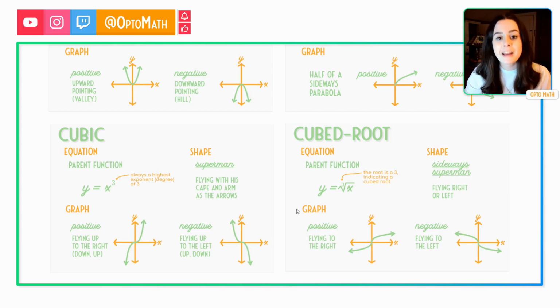Our next function family is cubed root. So taking a look at this, it's very similar to our square root, but instead of having an invisible 2 as the root, we have a visible 3. So look for that root of 3, the little 3 just hiding in that little root spot. This looks like a sideways Superman.